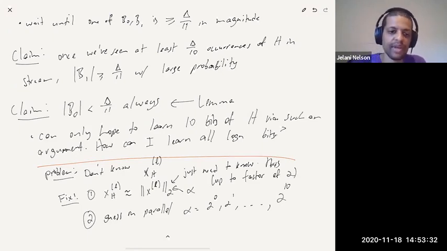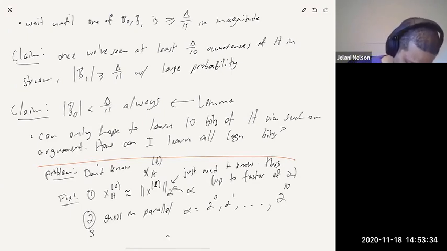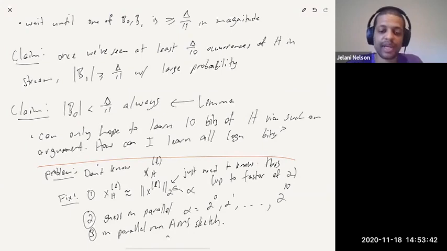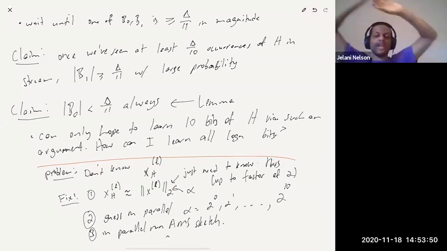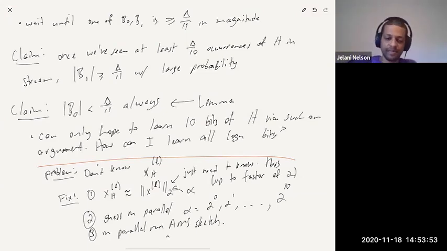Okay. And then also in parallel, we run the AMS sketch. Okay. So now what's happening? We're running all these parallel guesses for alpha, and for each one, we're running the algorithm assuming that delta is alpha. We're also going to run an AMS sketch. If you don't remember the AMS sketch, it approximates the L2 norm.